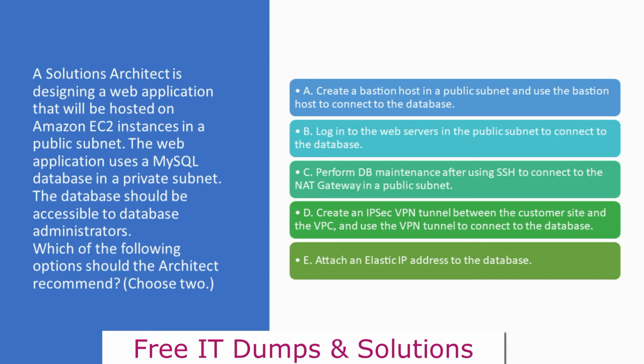Correct answers for this question are option A and option D. Option B is incorrect because we wouldn't hop onto a web server just to access another server in a private subnet. This would be a security vulnerability. Option C is incorrect because NAT gateways allow servers out to the internet but prevent incoming connections from the internet, completely the opposite of what we are trying to achieve in this question. Option E is incorrect because elastic IPs are public, and if attached to the database, would invalidate it from being in a private subnet in the first place.